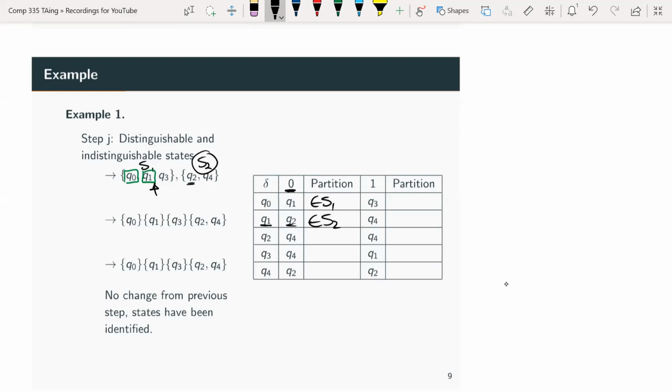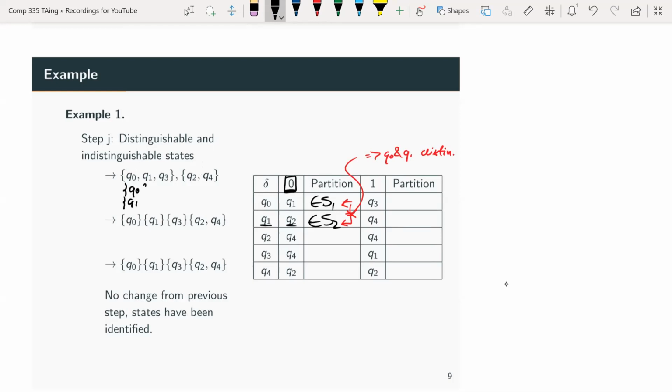So already we see that Q0 and Q1 are going to be distinguishable. They're distinguishable because for the symbol 0, Q0 and Q1 are going into two different partitions. So these partitions are different. These are not the same. So this implies that Q0 and Q1 are distinguishable, okay? Meaning that for now, what I would do is say Q0 and Q1 are part of two different partitions.